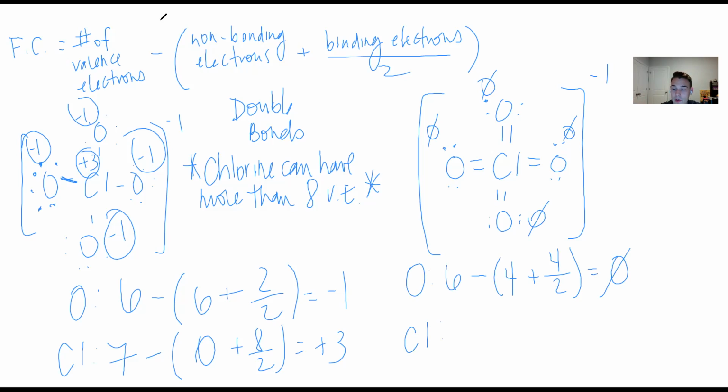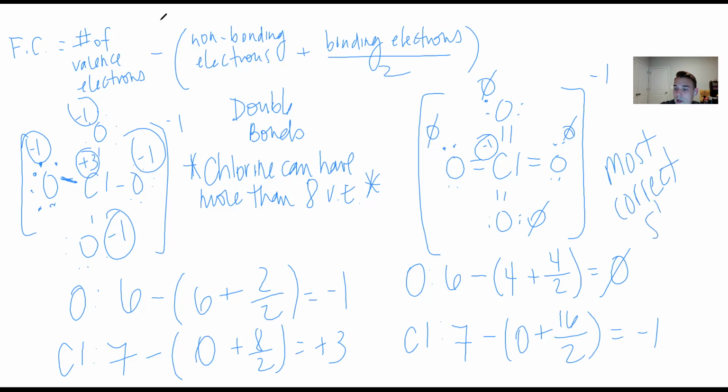Okay, if chlorine's -1, then this is going to be the winner. 7 minus, still no lone pairs. 2, 4, 6, 8, 10, 12, 14. 16 divided by 2 is 8. 7 minus 8 is, oh my goodness, -1. And this is going to be your most correct structure based off of our formal charge. It's truly not that difficult, and it's a good check to make sure that what you've done is correct. Okay, and we'll do more throughout, but that's it for now for that.